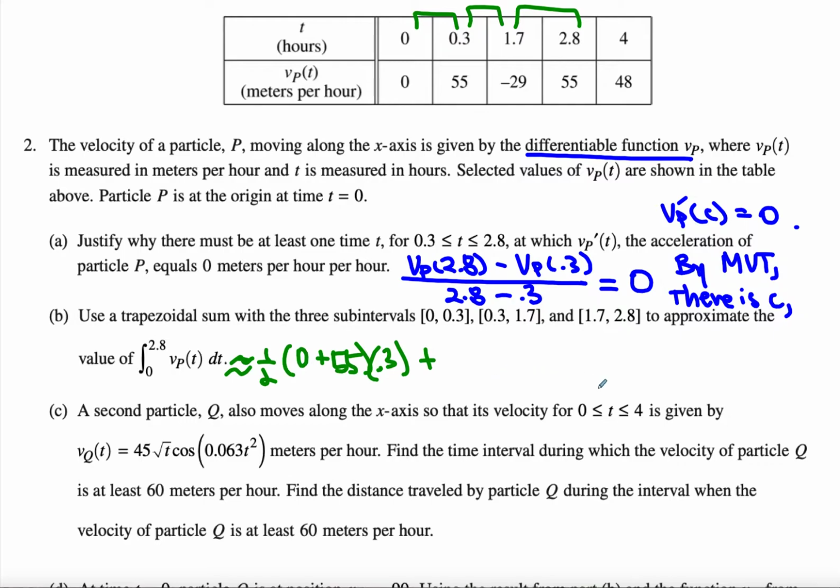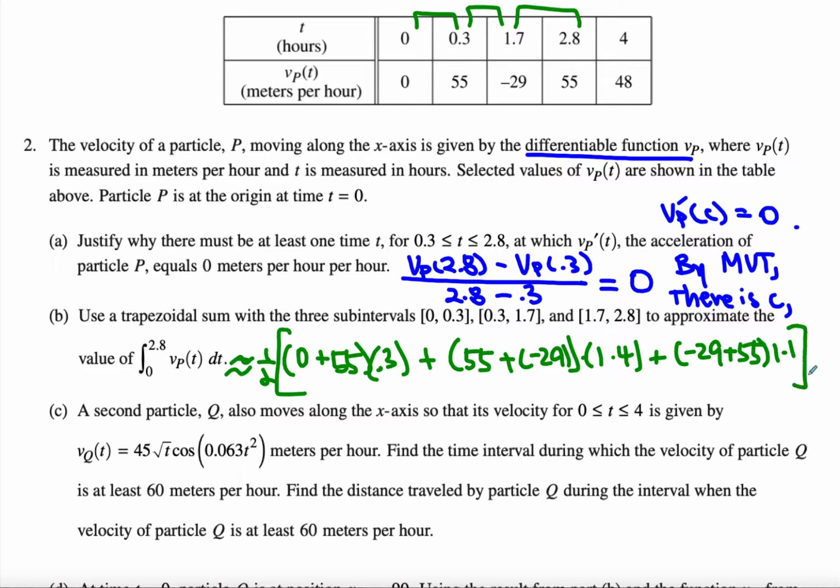Plus 1/2, but 1/2 is common in all of them, so I'm going to factor 1/2 out. The second trapezoid is base 1 plus base 2, so you add 55 plus negative 29, and then the difference between these two is 1.4. That's the second trapezoid. Plus the third one between these two, so we get negative 29 plus 55, and the difference between those two is 1.1. You can put that into the calculator, and it will be equal to 40.75. That's what we can do here. Alrighty, then let's look at part C.